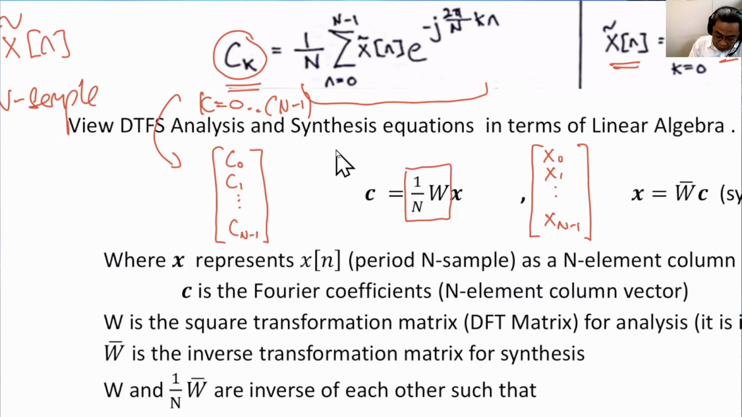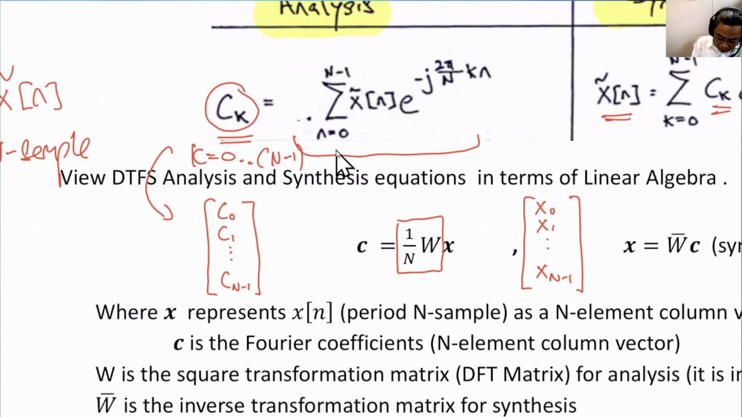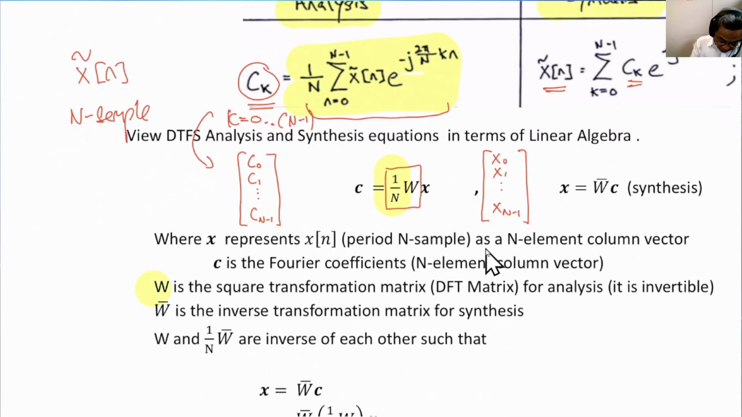There is a relationship from x to c, and this is the relationship. In fact, this equation over here on the top calculates ck from k equals 0 to n minus 1. This can be expanded into a matrix where 1 over n remains as 1 over n here, and each of these ck's is calculated through this matrix vector multiplication with W. Later you will realize that W is a square transformation matrix. It has a special name. It's called the DTFT matrix.